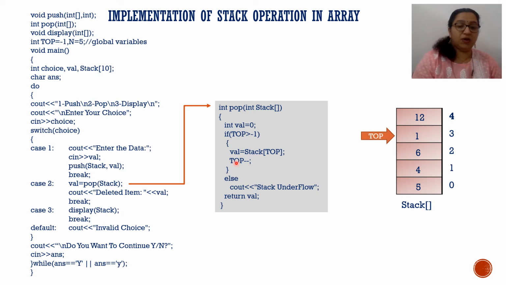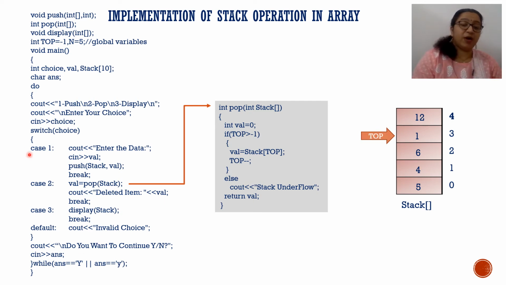Now what? Return val. Return val means, see this val, that 12, we'll get it in the val variable. Then we can print the message: deleted item is 12. So we'll get that message there.